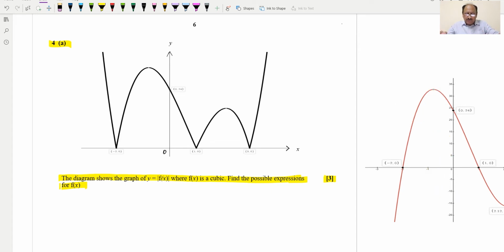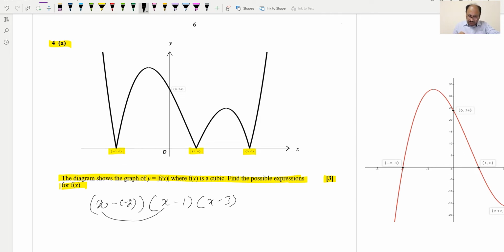So we have to check the x-intercepts and y-intercept. The first part is easy. We will just have to see the x-intercepts. There are 3 x-intercepts, so we can write the equations. First we will write x minus this x value, which is minus 2, so we write it like this, and the second will be x minus 1 and x minus 3. We have taken all these 3 points and written these 3 algebraic expressions.